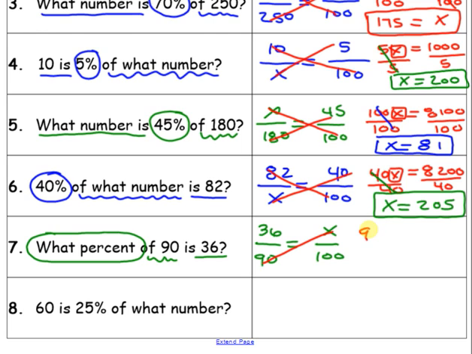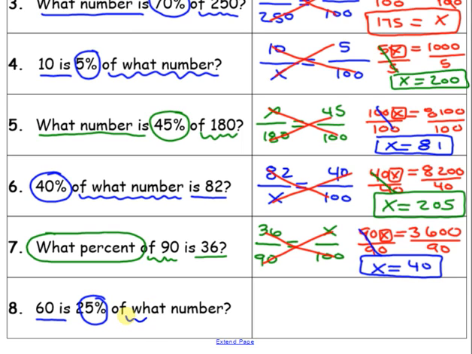90 times x is 90x equals 36 times 100 is going to be 3,600. We're going to box our variable, divide by the coefficient, which is 90. Do that to both sides. Our 90s cancel. We're left with x equals, and 3,600 divided by 90 is going to be 40. All right, last one.